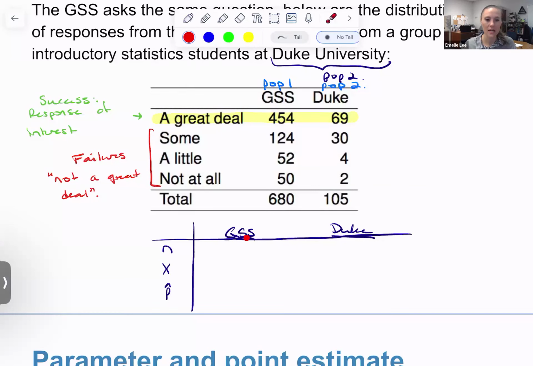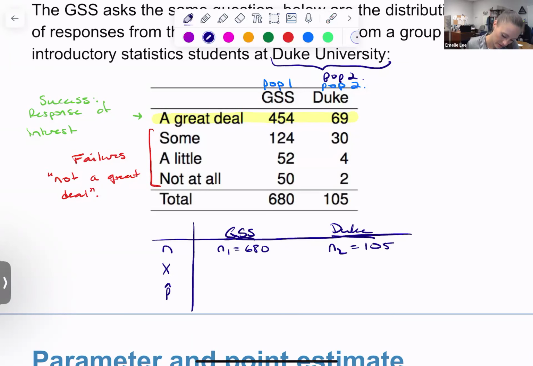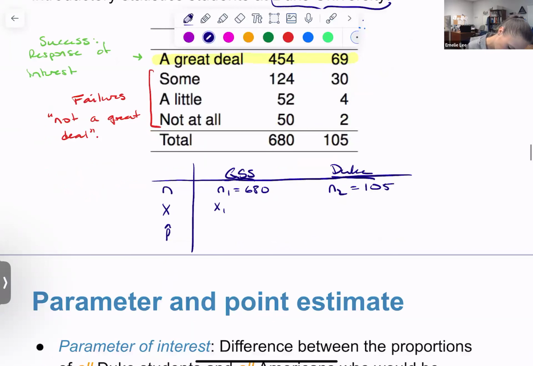The sample size for the GSS is 680, right? So that means that N1 is 680. N2 then must be 105. Right? I'm forcing group 1 and group 2. The number of successes in group 1 is 454. So X1 is 454 and X2 then must be 69.